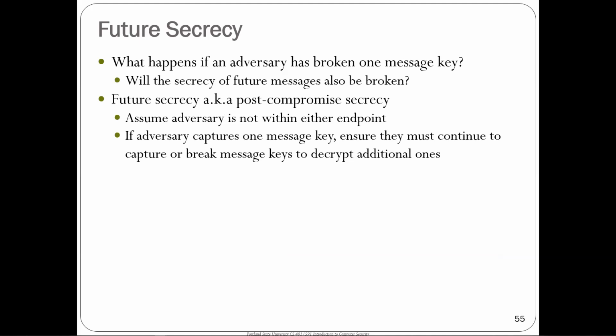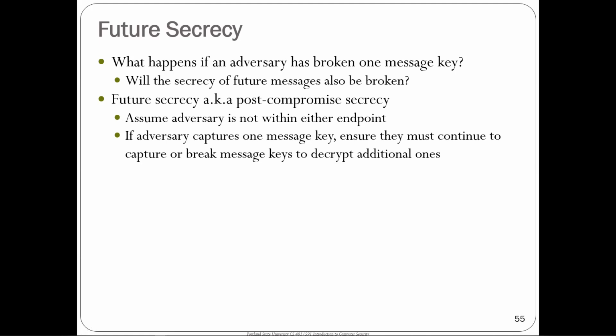And so this property, future secrecy, is also known as post-compromise secrecy. And the assumption is that the adversary has broken one message key, but is not sitting there inside of either endpoint. So it's not like sitting there controlling the ratcheting algorithm. This is just assuming that one message key has been captured. How do I make sure that they can't continue to capture or break the message keys?